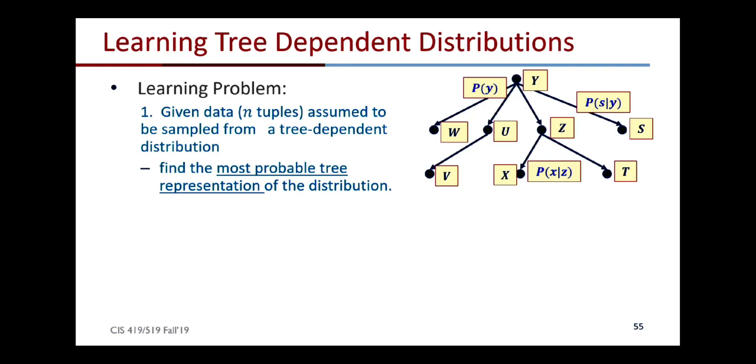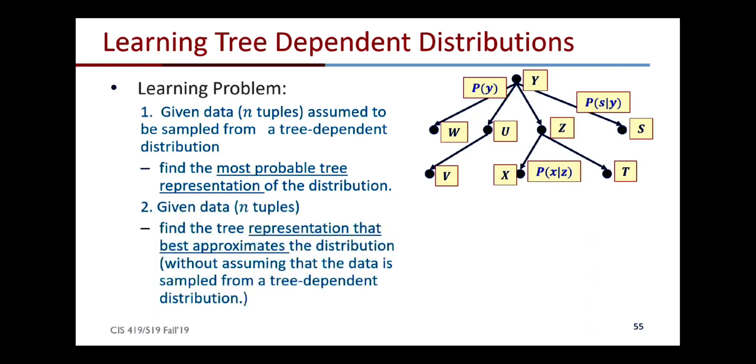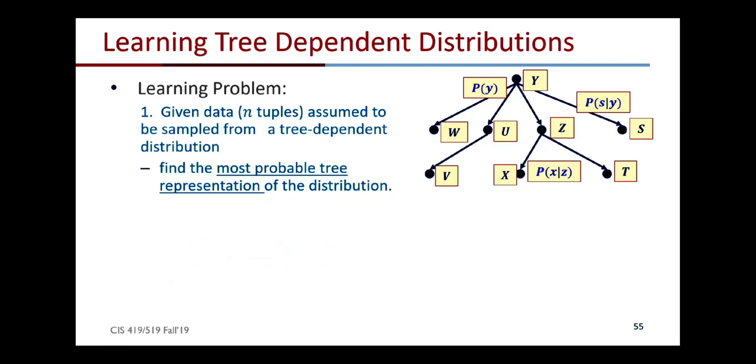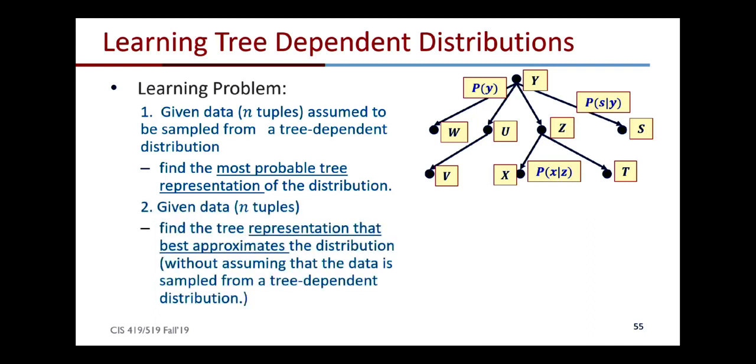that has generated this data, right? The most probable tree representation of this distribution. So that's one problem. In fact, we will be able to solve a more general problem. Again, given data. The difference is that before I was saying given data assumed to be sampled from a tree dependent distribution, and now I'm just saying given data. I don't know where it's coming from.